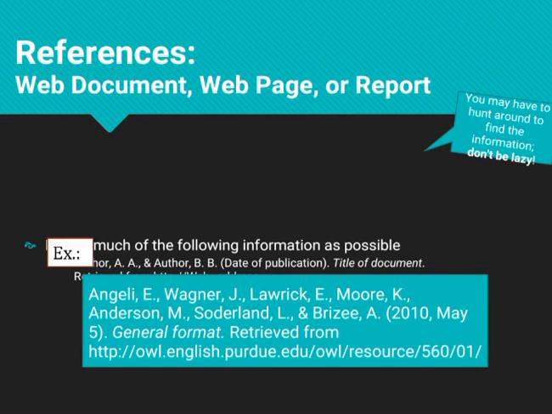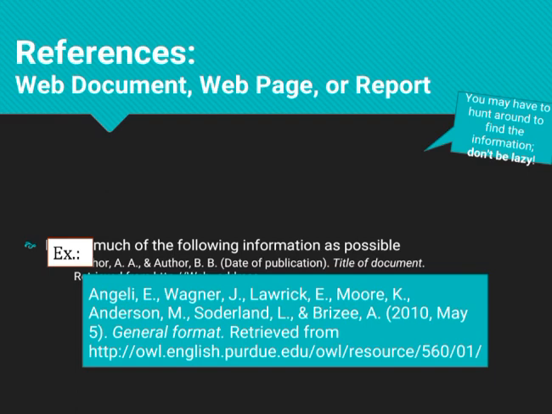Now the reference from a web document, web page, or report. We basically write about the authors. These are the authors. One thing must be kept in mind when we write about the authors of a research paper. When we have more than three authors, in in-text citation we write the last name of the first author, and then we write et al.